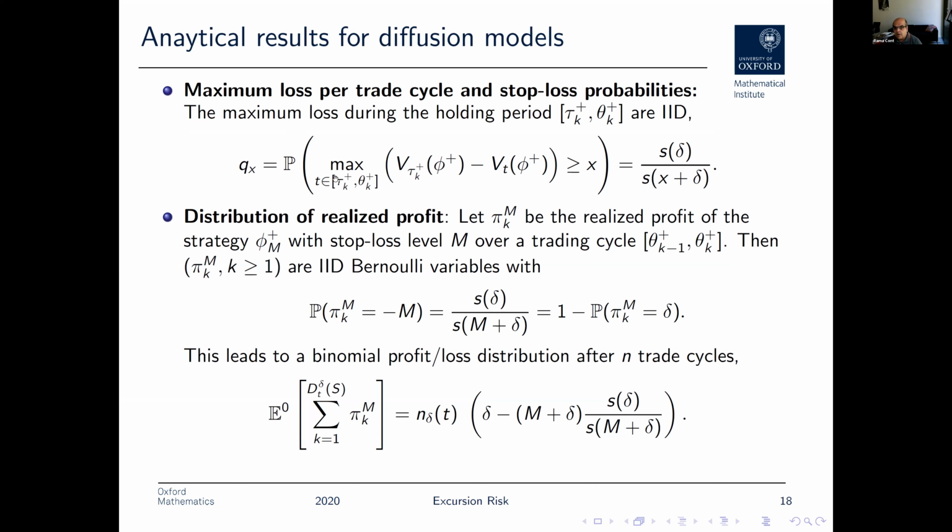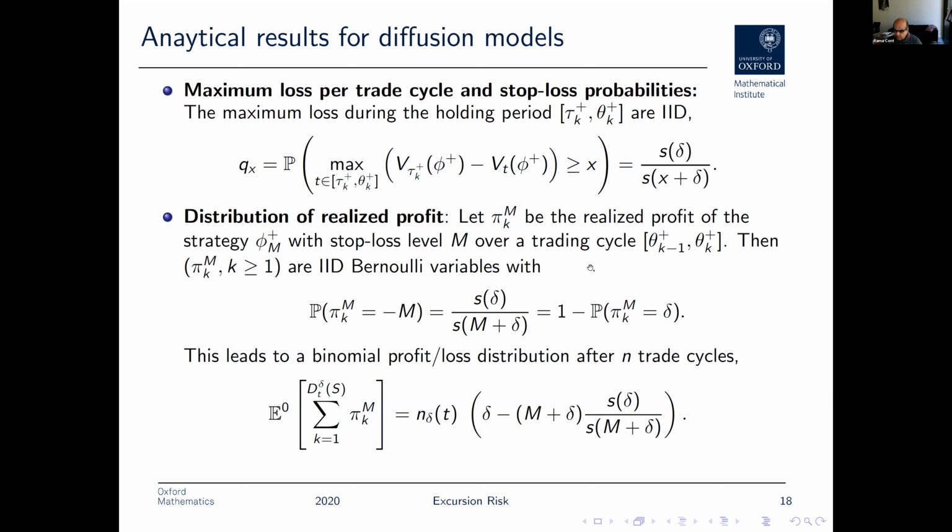we can derive an explicit expression in the diffusion case of this maximum loss. So the probability that the maximum loss during each trade cycle exceeds X is simply a ratio of the scale function S at levels delta and X plus delta. So this is a simple expression. If you give me the scale function S, I can compute these maximum loss probabilities in a very simple way.